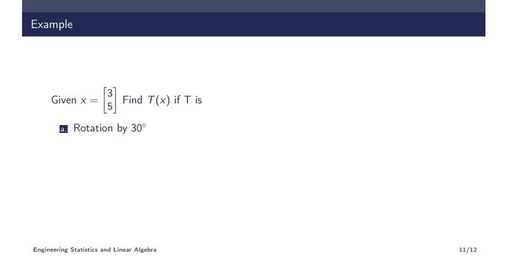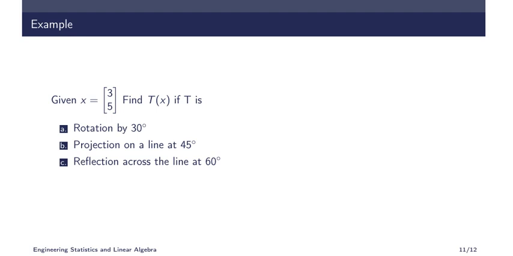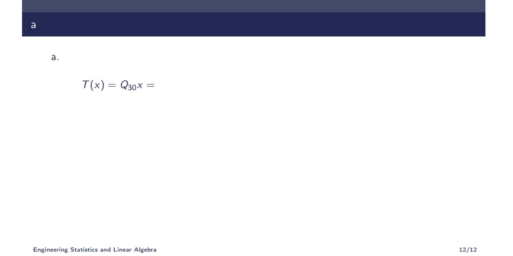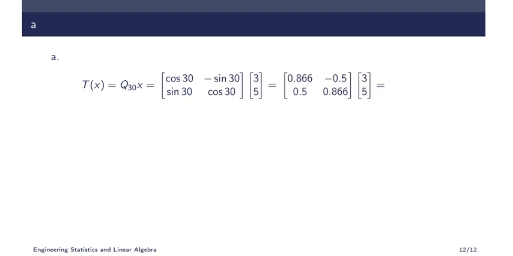Given a question, x is equal to 3, 5, find T of x if T is, the first question, rotation by 30 degrees, projection on a line at 45 degrees, reflection across the line at 60 degrees. So the y equal to mx line is at 45 degrees in question B and 60 degrees in question C. We'll see the first question. You have to find Q30 into x. So Q30 is cos 30, minus sin 30, sin 30, cos 30, into 3, 5. That will be 0.866, minus 0.5, 0.5, 0.866, into 3, 5. So you can see 0.098 and 5.83.